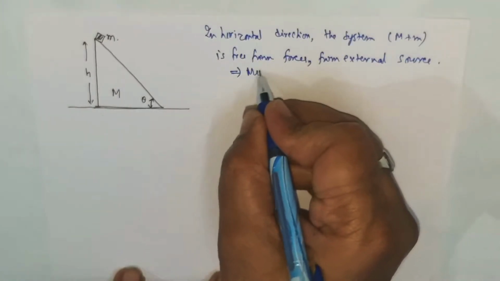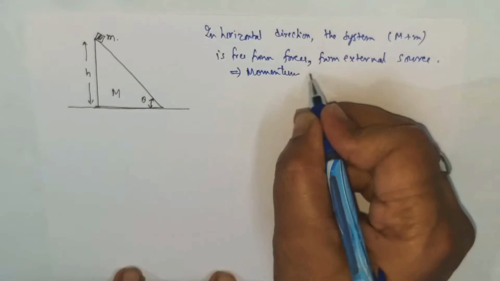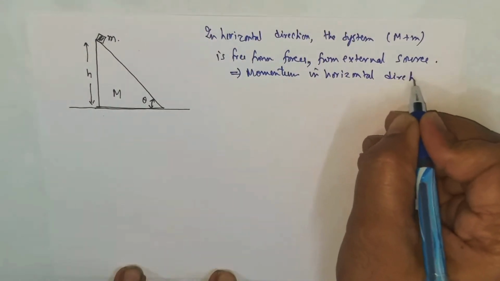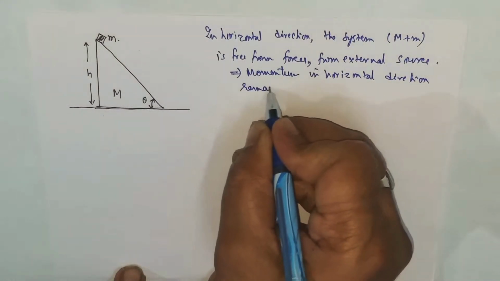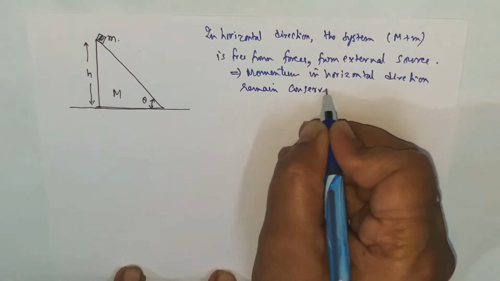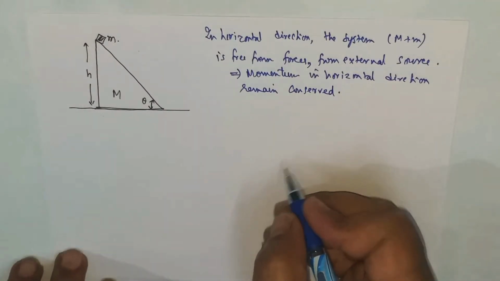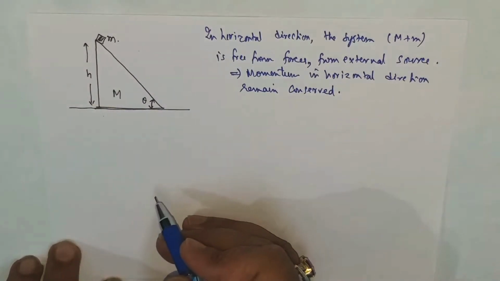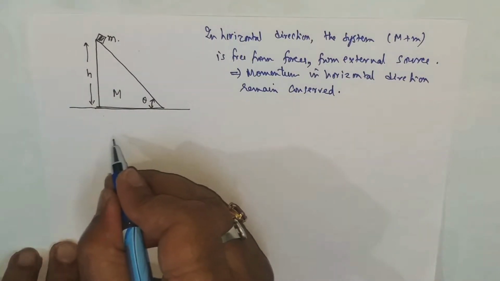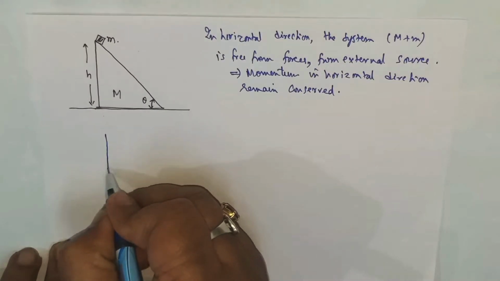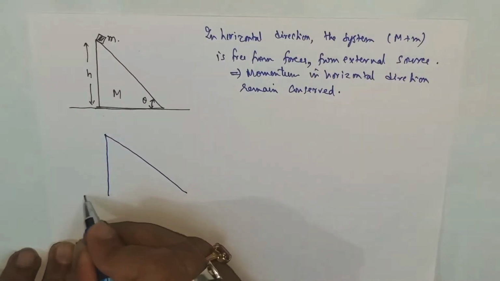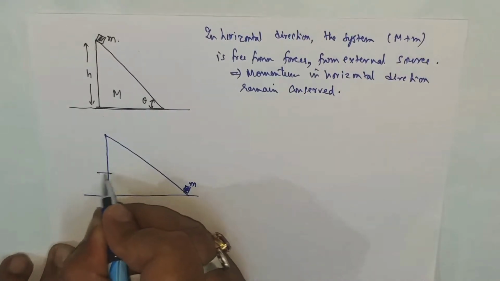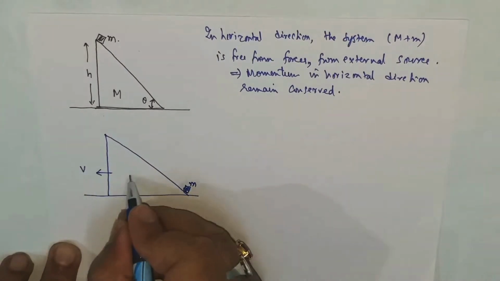This implies the momentum in the horizontal direction remains conserved. Now, if the momentum remains conserved, the moment this particle reaches here, by that time the wedge has already started moving, and it is already moving in the left direction. I am trying to show you the rough figure of how it should look. The moment this particle small m comes here, the capital M is already moving with the velocity v.